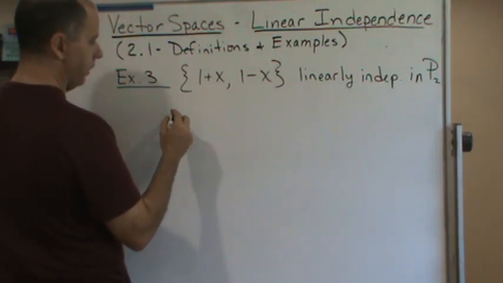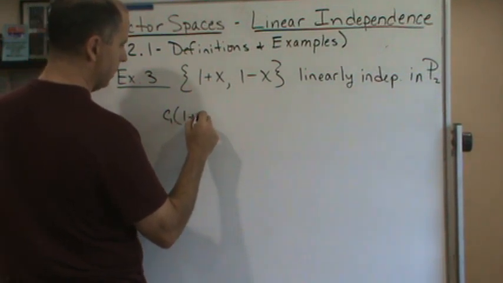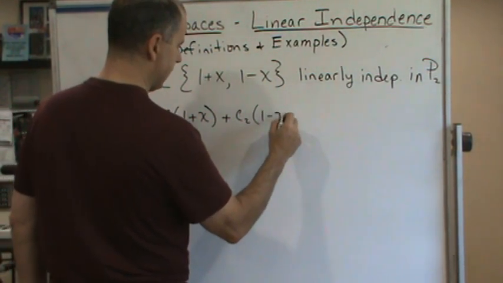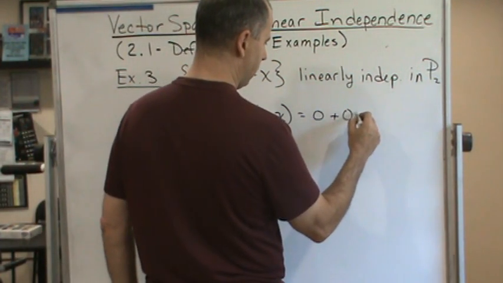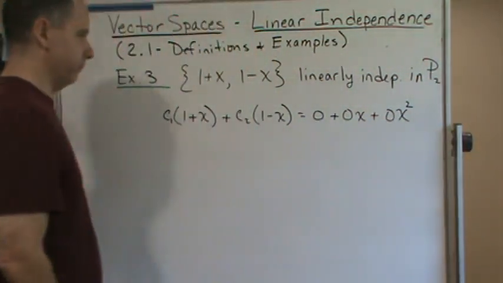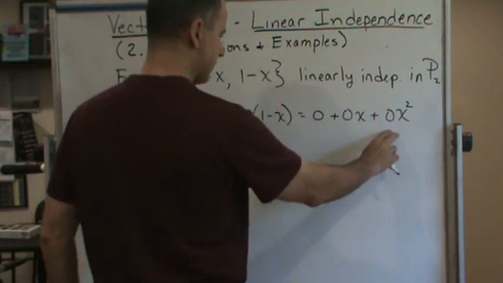So we're going to show that we have what? C1 times 1 plus x plus C2 times 1 minus x equals 0 plus 0x plus 0x squared. So now what do we have to do? Well, we have to match up the x's and x's here, right?